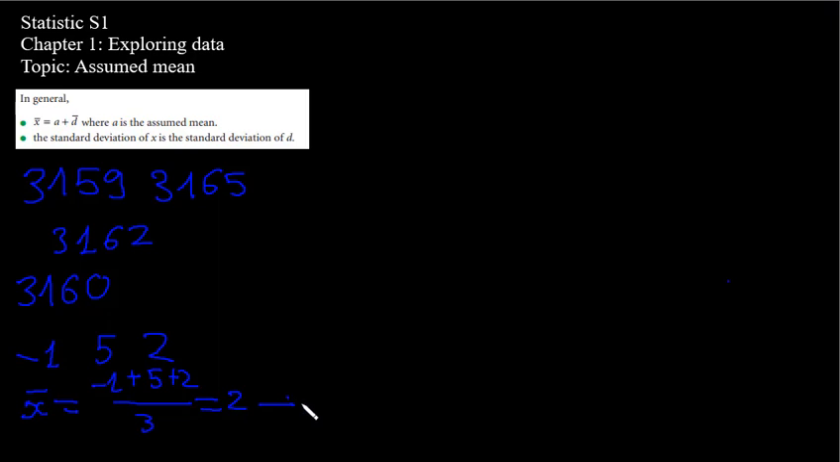Now I will work out the mean of the new data set. Minus 1 plus 5 plus 2 over 3 equals 2. The first data are really big, but the new mean is really small. So I will take 2 plus my assumed mean, 3,160, which is 3,162. That is the mean of these three numbers.